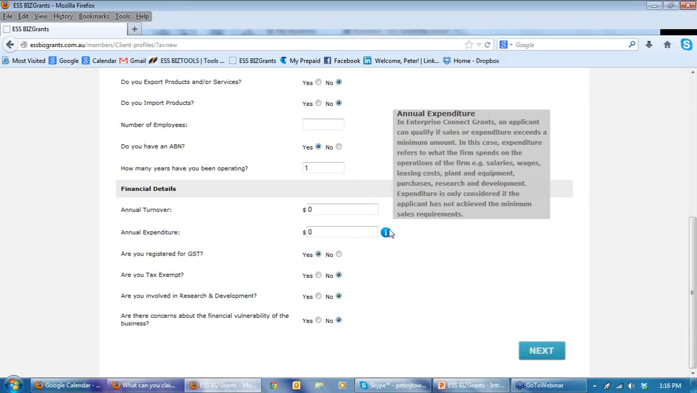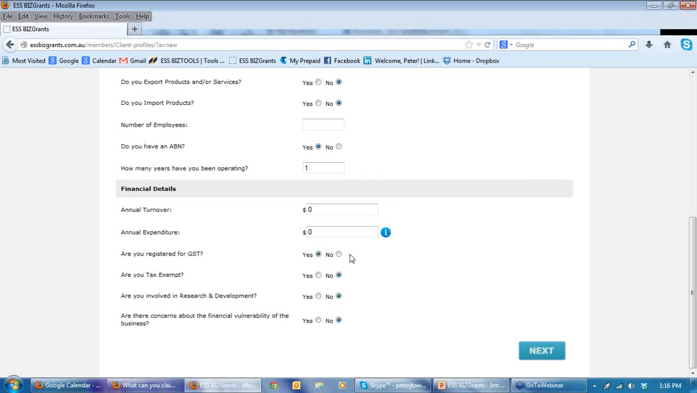The businesses need to be registered for GST. As I said before, this is a small business, medium-sized business program. They all need to be registered for GST. If a business is tax exempt, it will not be shown any grants. The research and development question is there to trigger which other grants besides R&D the business might potentially be eligible for. And the last question is a question that is asked now in the vast majority of government grants.